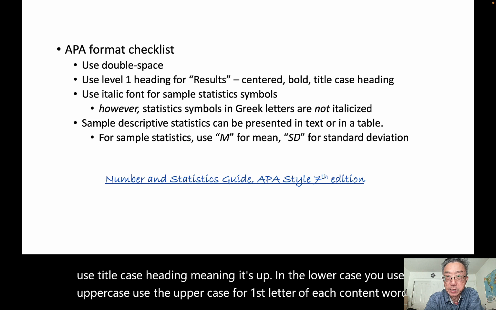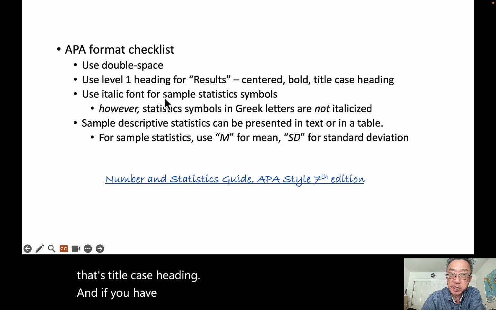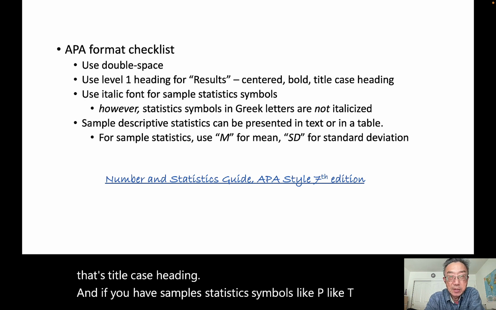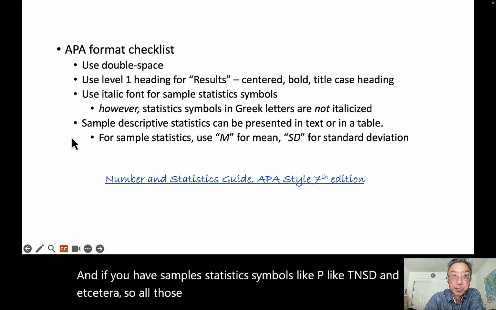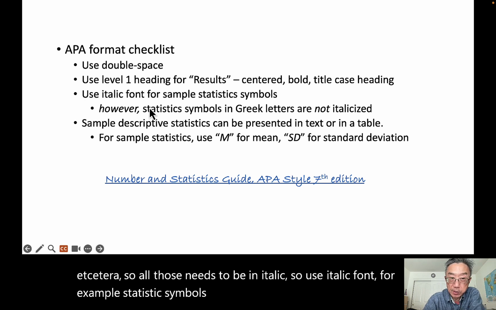That's title case heading. And if you have sample statistic symbols like p, like t, M, SD, and so on, all of those need to be in italics. So use italic font for sample statistic symbols. However, there's an exception.